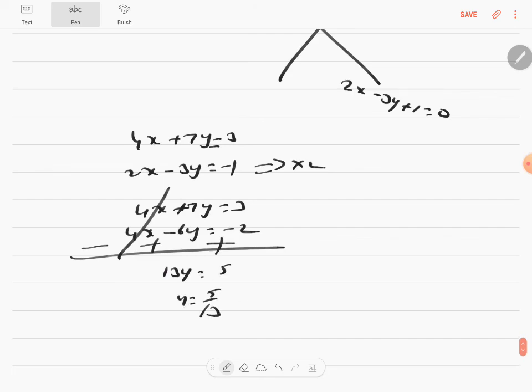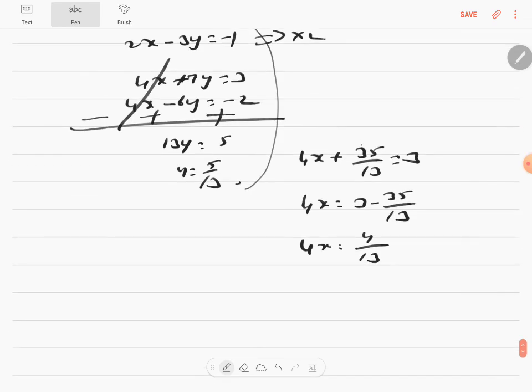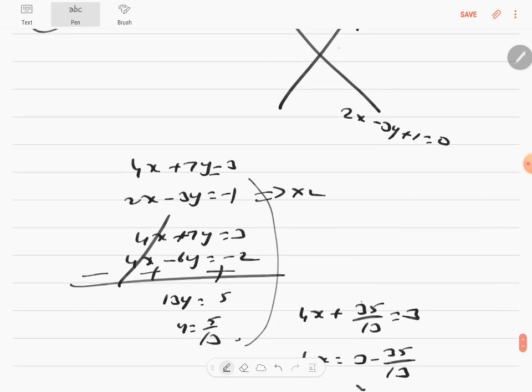Substituting this in one of the original equations, 4x plus 7 times 5, so 35 by 13, is equal to 3. 4x is equal to 3 minus 35 by 13. 4x is equal to 4 by 13, since 13 times 3 is 39. The 4 and 4 get cancelled. x is equal to 1 by 13. Thus the point of intersection is (1 by 13, 5 by 13).